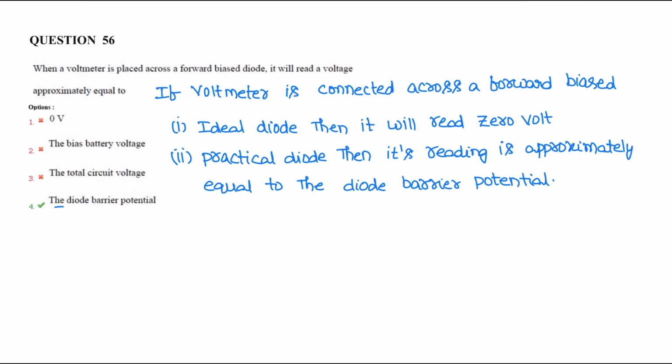Correct? Next question. When a voltmeter is placed across a forward biased diode, what is the value of the voltmeter reading? If the diode is an ideal diode, then for an ideal diode the voltage drop is 0. The reading in the voltmeter is 0 volts. If the diode is a practical diode, this practical diode has a junction voltage of V gamma, then the reading in the voltmeter is approximately equal to the diode barrier potential. The correct answer is the diode barrier potential.